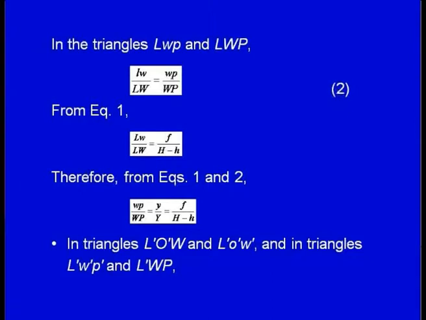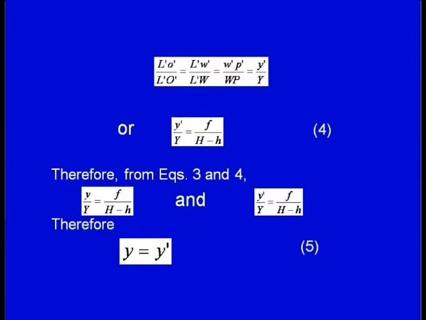In the triangles L dash o dash capital W and L dash small o dash w dash, and in the triangles L dash w dash p dash and L dash capital W capital P, the relationship is L dash small o dash divided by L dash capital O dash is equal to L dash small w dash over L dash capital W, which is equal to small w dash p dash divided by capital W capital P. This yields a relationship for y dash over capital Y, which is equal to f over capital H minus small h.